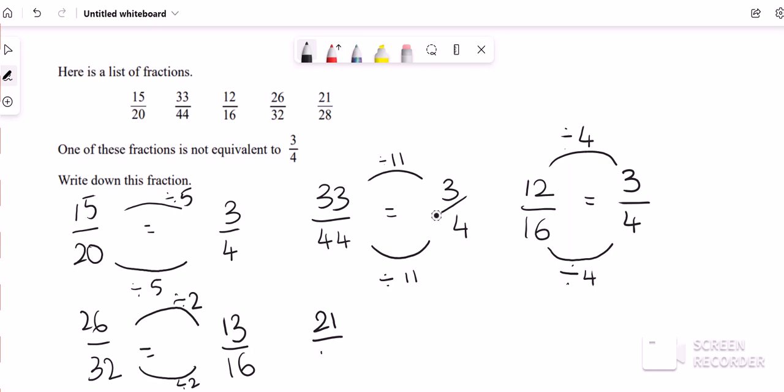So 21 over 28. I know this can be divided by 7. So I get 3. And this can be divided by 7 again. I get 4. So our answer is clearly 26 over 32. It's not equivalent to 3/4.